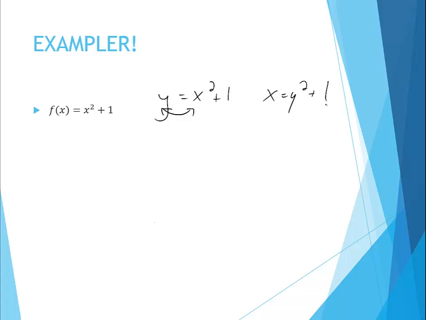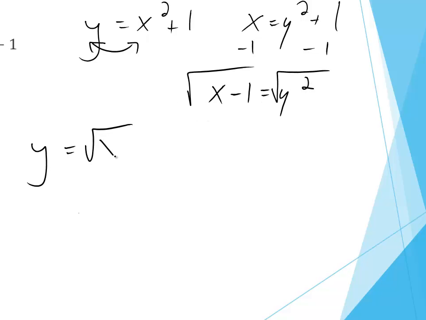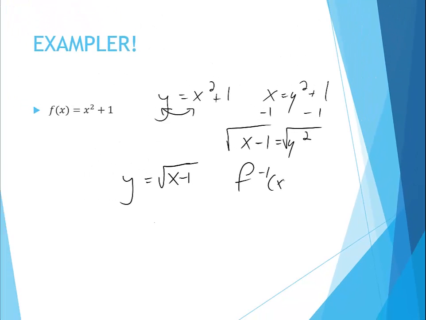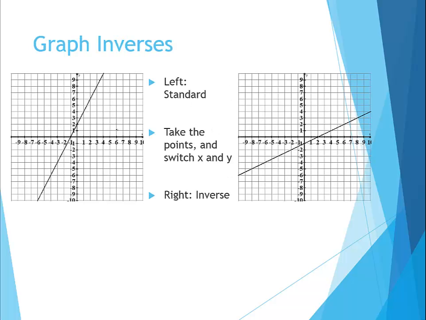And now to solve for y, we first need to subtract 1 from both sides. So x minus 1 equals y squared. To get rid of the square, we just square root both sides. And we'll be left with y equals the square root of x minus 1. And then now, to note the inverse, we need to replace y with f -1 of x equals the square root of x minus 1, which is the inverse of that. Okay, awesome. Now our graph inverse is really simple.